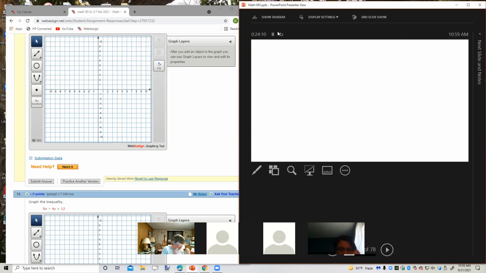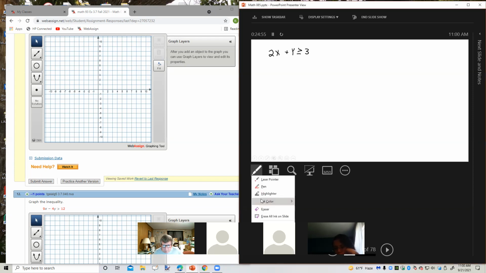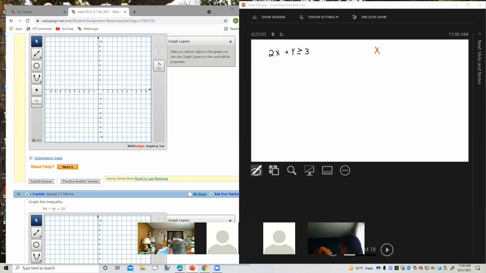So let's see here. Okay. This says, wait, I think I want to get back to the color. Okay, I've got it black. That's good. 2x plus y greater than or equal to 3. Okay. But then we have a second one, which is x minus 2y is less than or equal to -1.